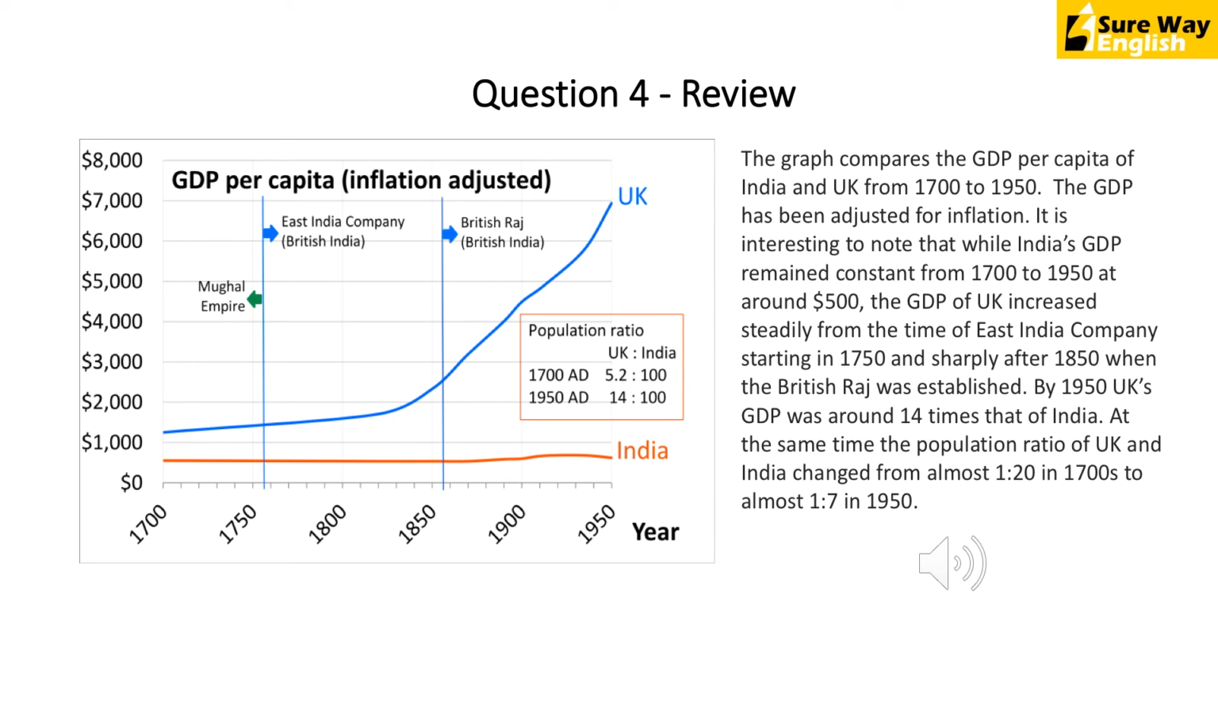And then the other point was about the population ratio. So that's the last point that's mentioned in the answer. But that's a secondary point. So that's mentioned as that. At the same time, the population ratio changed from 1 is to 20 in 1700s to 1 is to 7 in 1950. So again, instead of saying 5.2 to 100 and 14 to 100, we simplified it by saying 1 is to 20 and 1 is to 7.